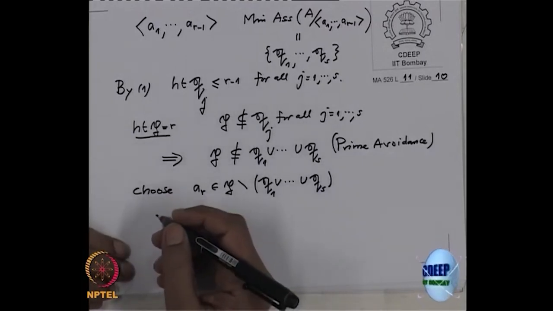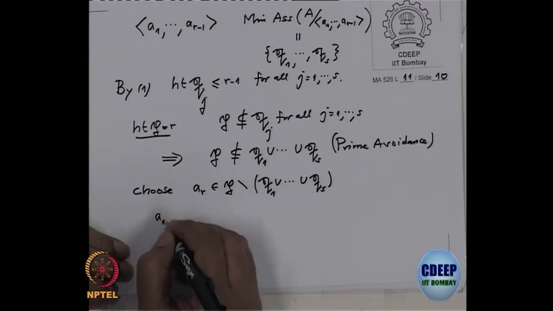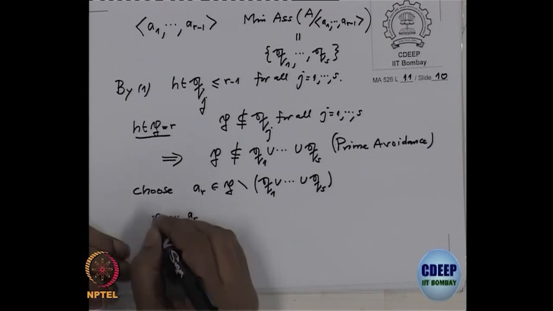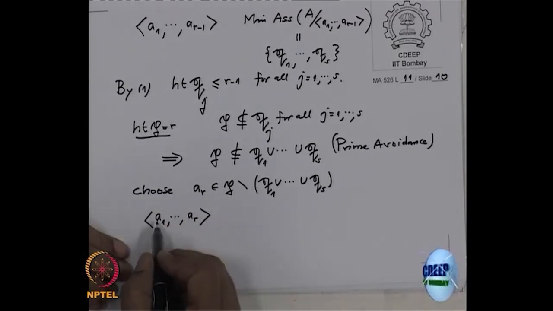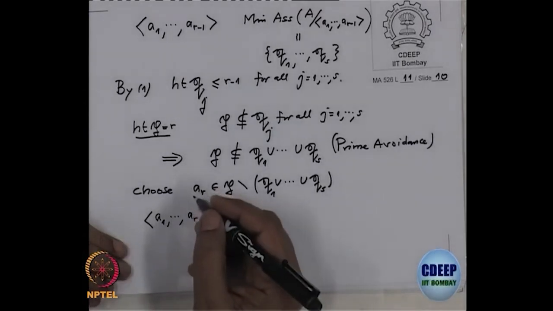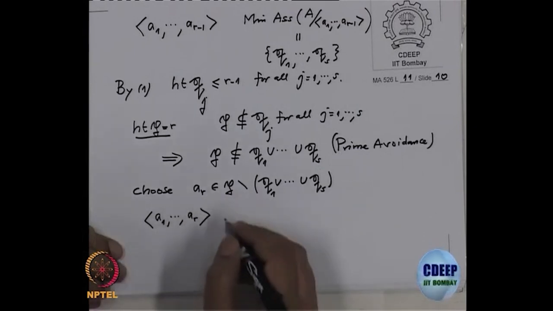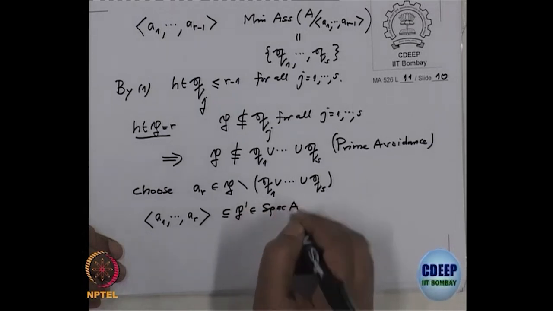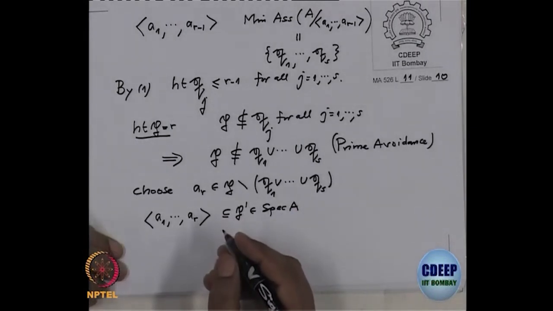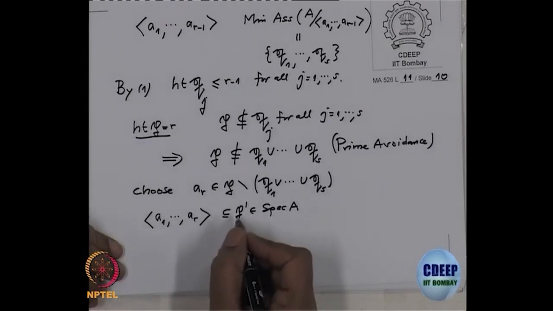Then I want to prove that A1 to AR is the required set. So, what do we want to prove? We want to prove that P is minimal over this, and that for any A1 to AI, the ideal generated by that has height I. This is what we want to prove. Okay. So, first take an arbitrary prime ideal P prime which contains this. I want to conclude something about the height of P prime.